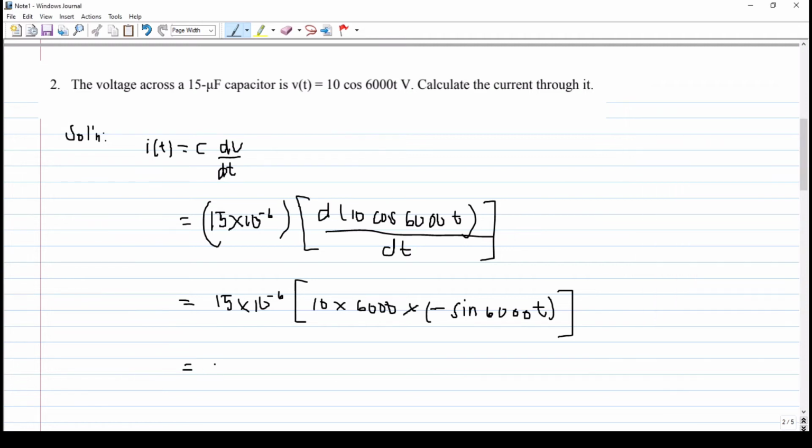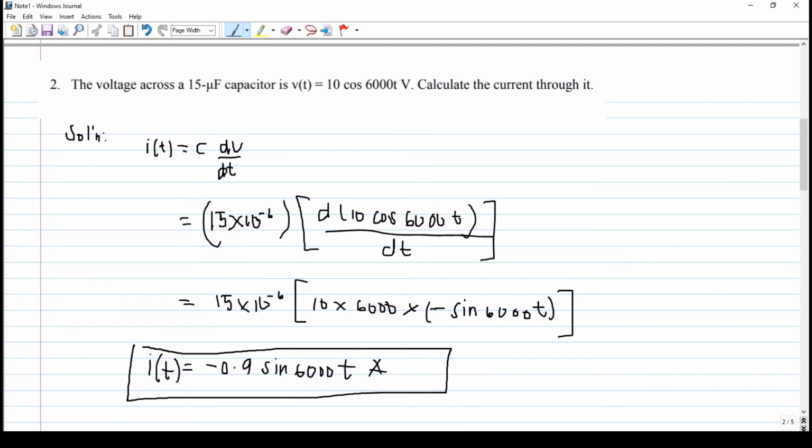And the result is equivalent to negative 0.9 sine 6000 t ampere. That is our current, and that is our final answer. Again, negative 0.9 sine 6000 t ampere.